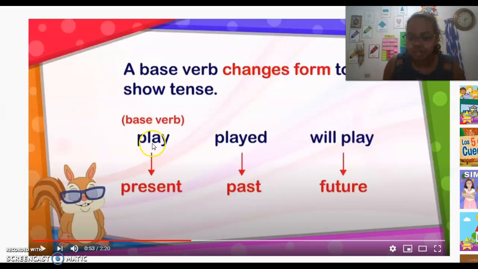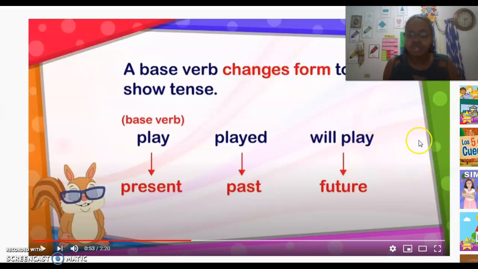So for example, here we have the verb play. Play is in the base form as it is in the present. Then we have played, we add ed, that means that the verb is in the past. We have will play, it's in the future, something that hasn't happened yet.